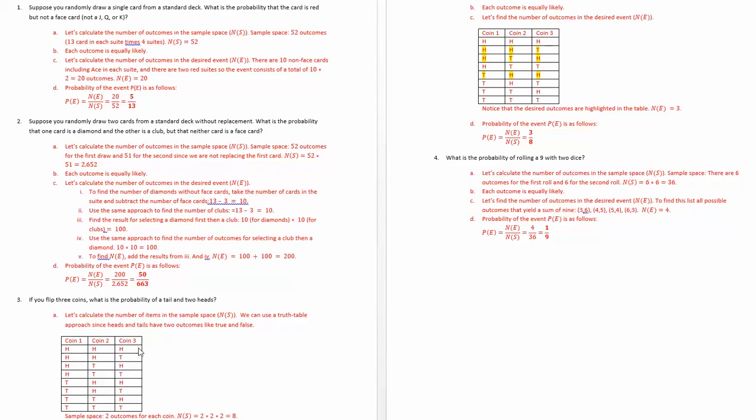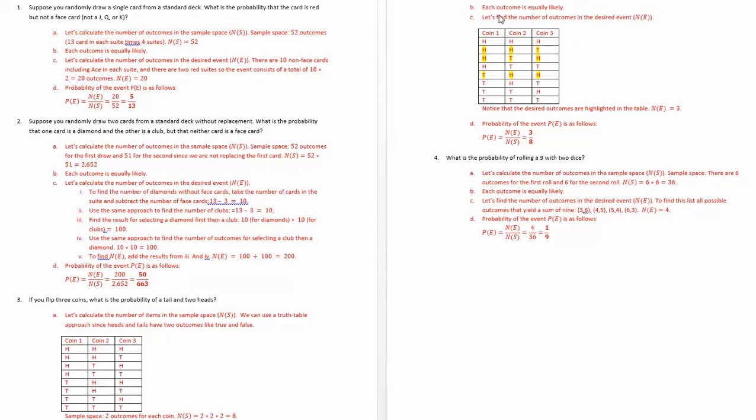So you can see that there are going to be 2 possibilities for each coin. If you take the product of that, 2 times 2 times 2 is going to be 8. So there are going to be 8 in our sample space. And, as long as we don't have loaded coins here, they're going to be equally likely for B.